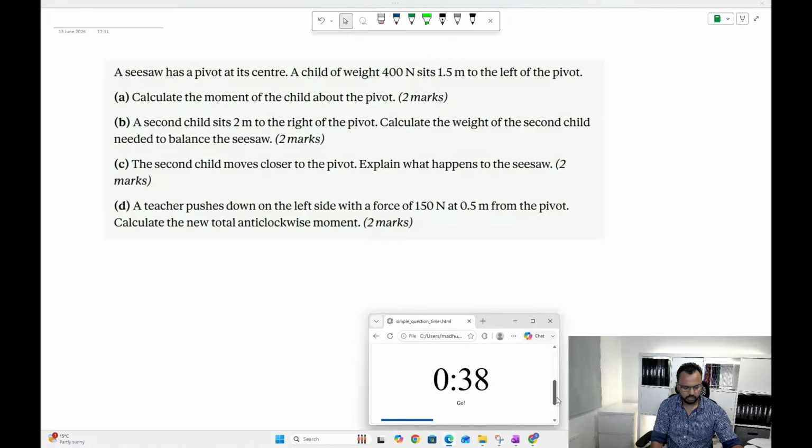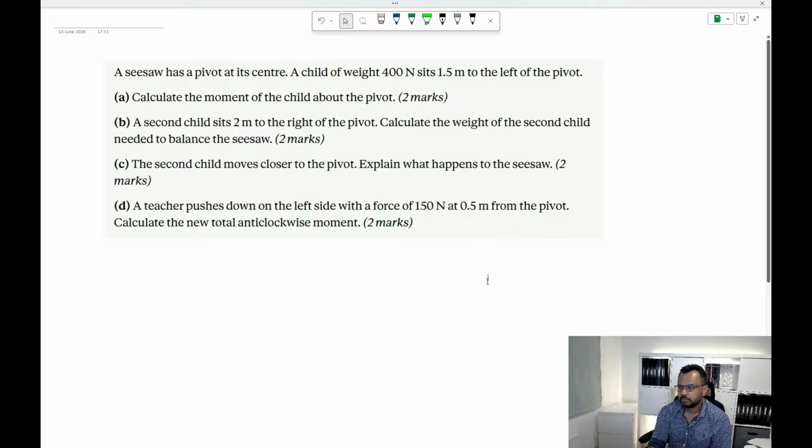40 seconds more, and I will discuss this one, guys. Always draw diagrams. In this question, and also generally in physics, guys, it's always good to draw diagrams. All right, guys, thumbs up, time's up.